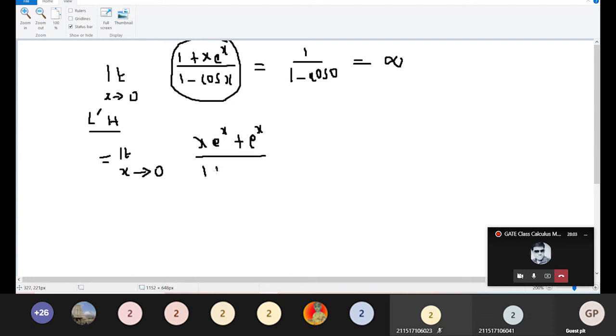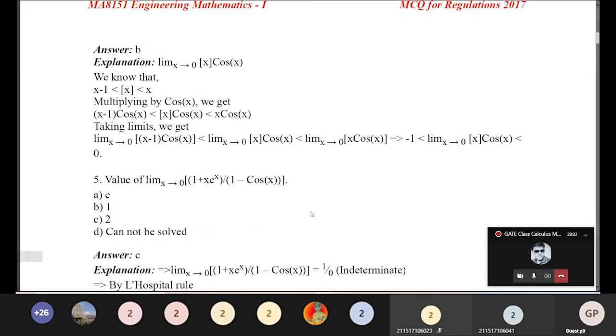Denominator 1 plus sine x. So when x tends to 0, this will be 0. This e power 0 value is 1. Denominator 1 plus sine 0. Sine 0 value is 0. So the answer is 1. So that is the problem we have.